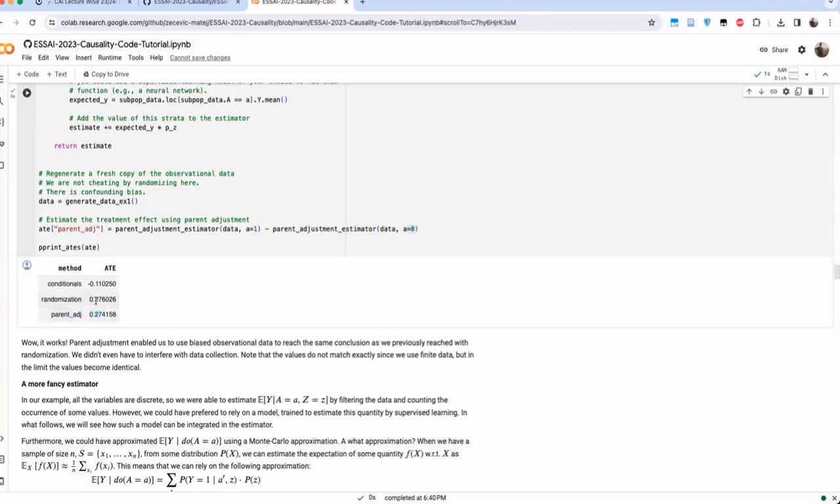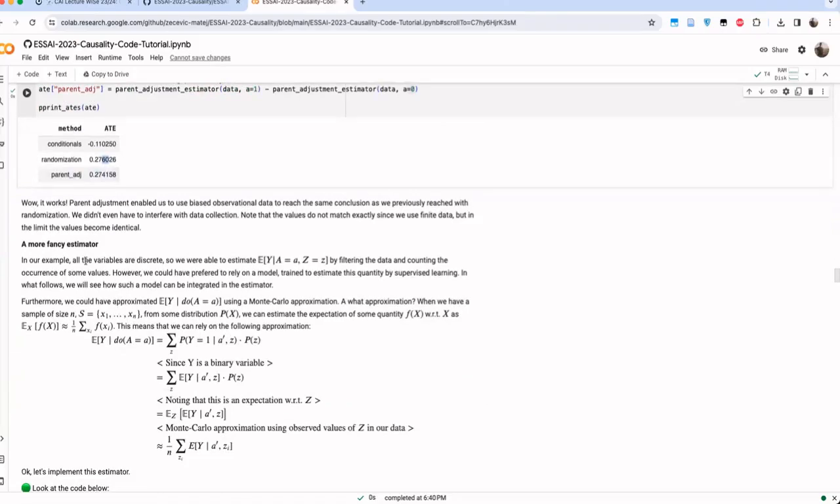It's only differing from running experiments in the sense that the numerics play out a little bit different, right? If you crank up the sample sizes in this notebook, you're going to see they're going to be a lot closer. Now, in our example, all the variables are discrete. So we were able to estimate these groups by just filtering the data and counting, right?